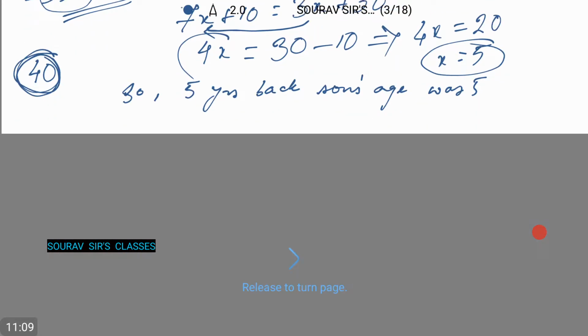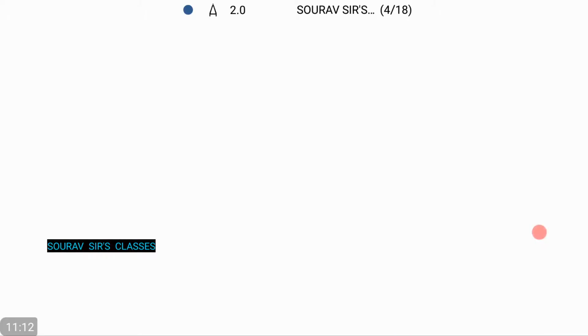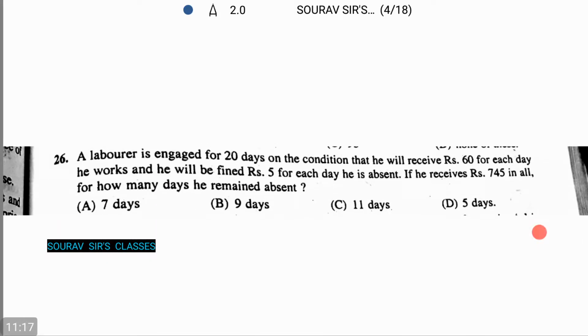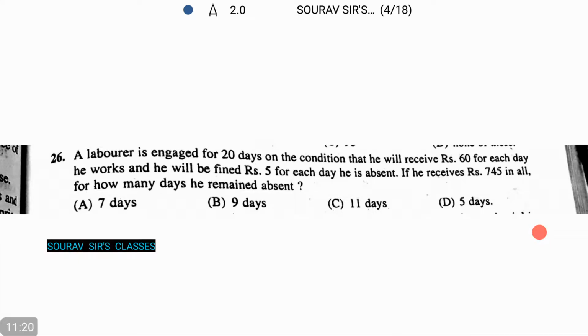Right, let's move on to the next question. A laborer is engaged for 20 days on the condition that he will receive rupees 60 for each day he works, and he will be fined rupees 5 for each day he is absent. Tough job. If he receives rupees 745 in all, for how many days he remained absent? Fine enough. Let's start this question.